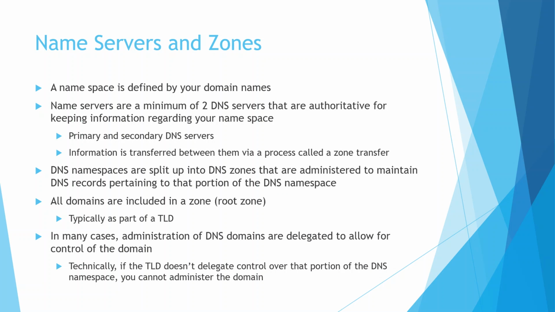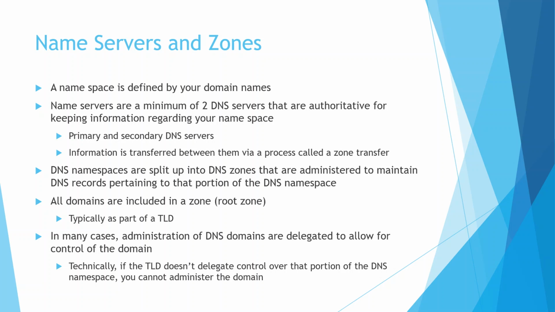So now that we have this idea of a domain, we need to have things that are associated with our domain, such as name servers and zones. For name servers, we want to have a minimum of 2 DNS servers that are authoritative for keeping information regarding your namespace or your domain space. So we have a primary server and a secondary server at minimum. Typically for larger organizations, things like Google, you will see 4 name servers, and all of those are going to be authoritative for that particular zone.